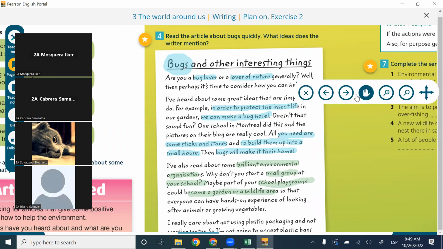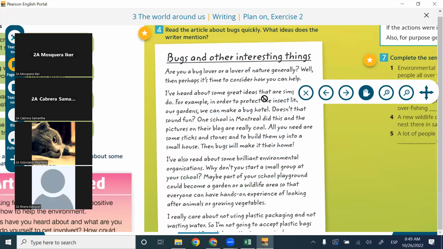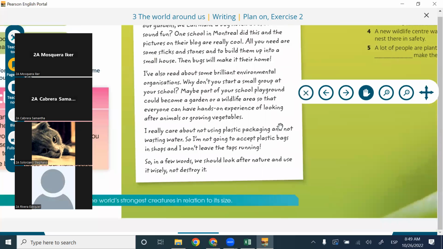Okay, so in this case, what can you do? Everyone can have hands-on experience of looking after animals or growing vegetables. Okay, so we have solution number one, solution number two. Everybody, you can see those possibilities of solutions. Now we continue with the last paragraph. Attention with the last paragraph, okay? Continue, please, Miss.